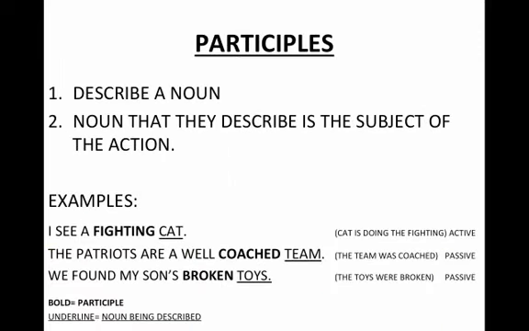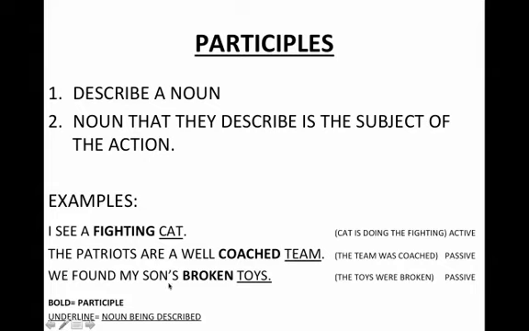So participles describe a noun, number one, and number two, the noun that they describe is going to be the subject of the action. So for example, I see a fighting cat. The cat is doing the fighting. The Patriots are a well-coached team. Here, the team is what's being coached. This is a passive participle. Hence, the subject is what's receiving the action.